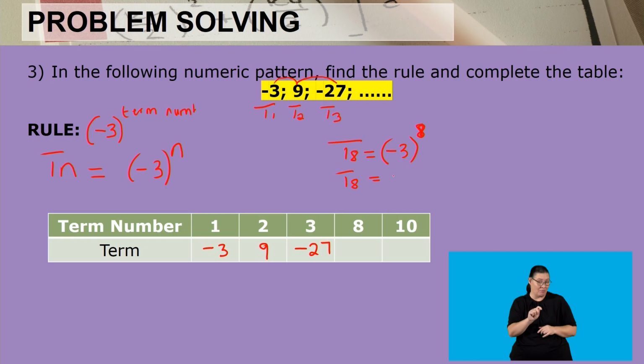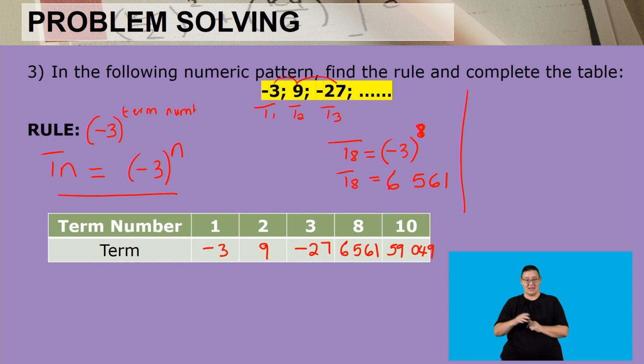Do you already have an answer for our 8th term? Well, if you are getting 6,561, then yes, you are correct. So our answer there is 6,561. What about the 10th term? Do you think you can find the answer to that? Well, if we substitute 10 in the place of n in our formula, our answer is going to be a 59,049, and that is our answer for the 10th term.